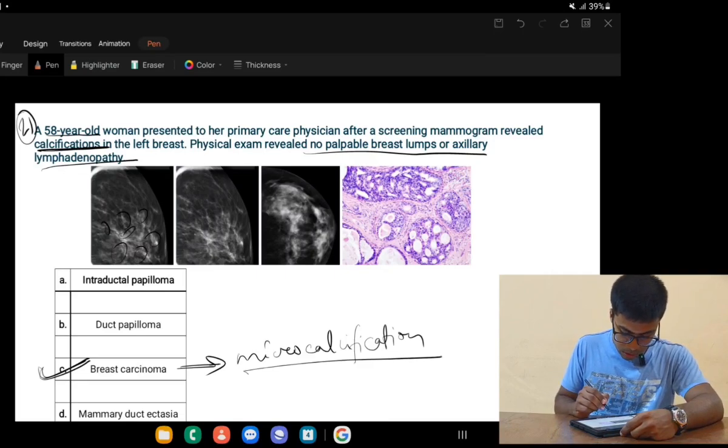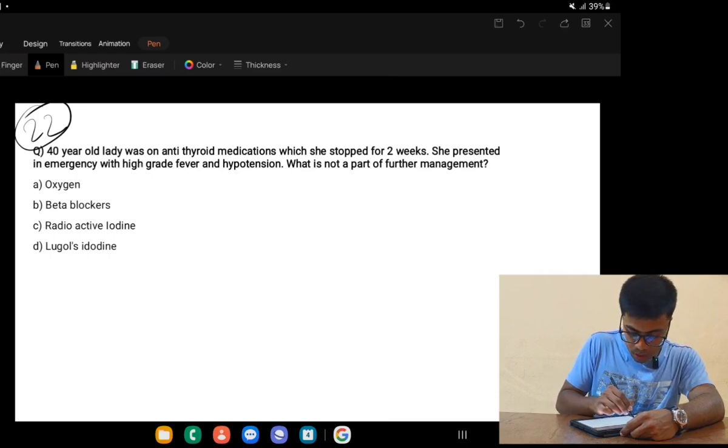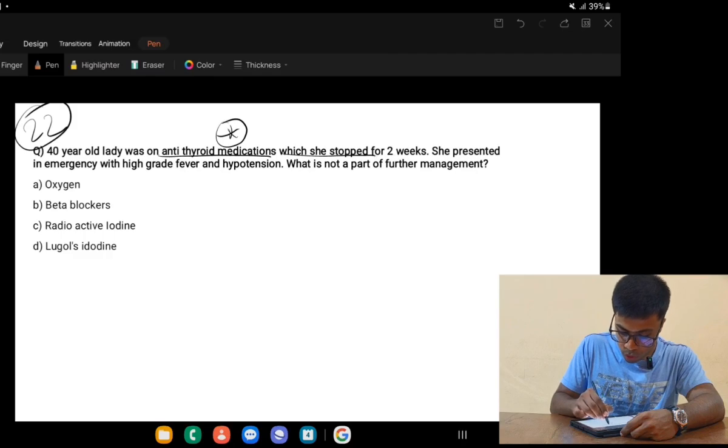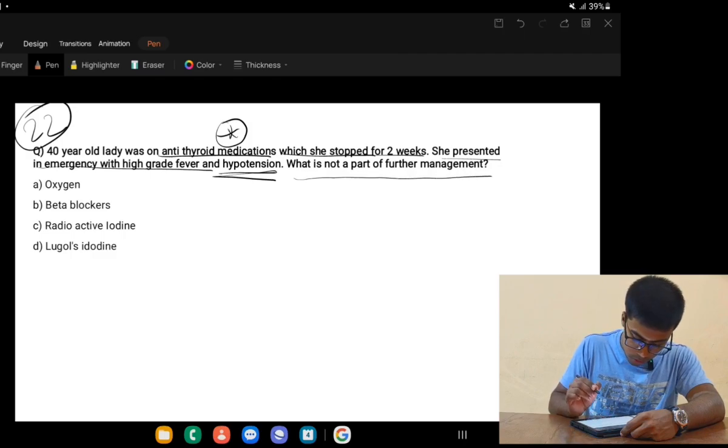So it is a 22 number question. A 40-year-old lady was on anti-thyroid medication. This is the first hint. Anti-thyroid medication, which she stopped suddenly for 2 weeks. She presented in emergency with high-grade fever and hypotension. What is not part of the further management?